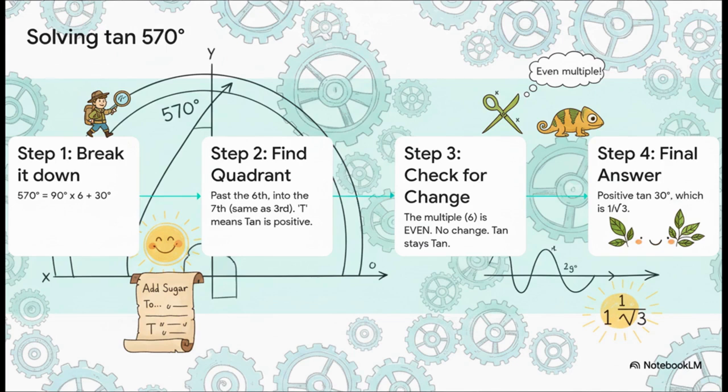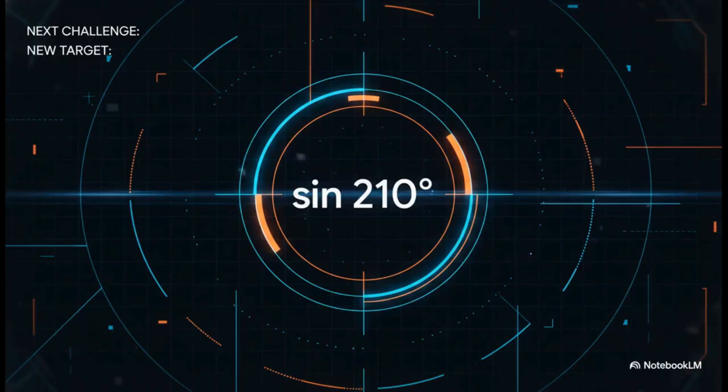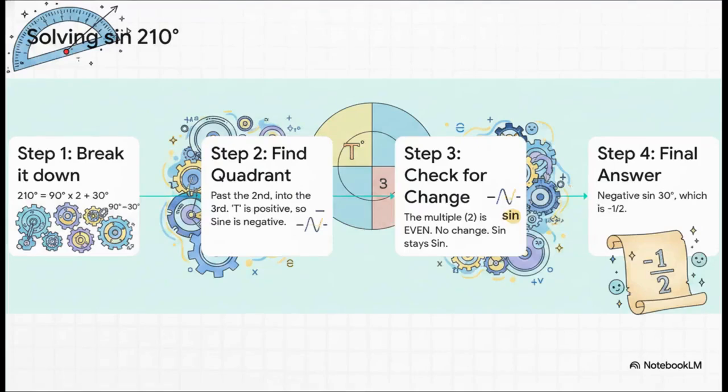Step 3, check for a change. The multiple is 6. That's an even number, so no change. Tan stays tan. Step 4, put it all together. We have a positive tan of 30 degrees, which gives us our final answer, 1 over the square root of 3. See? Not so bad. All right, let's do one more, but a little faster this time, just to see how powerful this system is. How about sine of 210 degrees? Let's run the system again.